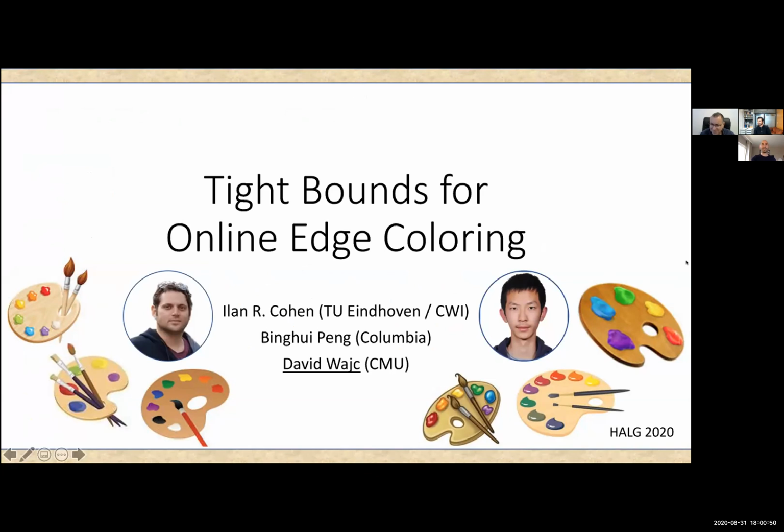So as Yossi said, my name is David Wajc, and I'd like to tell you about tight bounds for online edge coloring. This is a joint work with Ilan Cohen here on the left and Binghui Peng here on the right. Now, strictly speaking, these affiliations are a bit out of date. So right now, both Ilan and I are unaffiliated, but don't worry, we'll land on our feet. Ilan will be joining Bar-Ilan University as an assistant professor in about a month, and I'll be starting a postdoc at Stanford tomorrow. All right, so let's talk about some math.